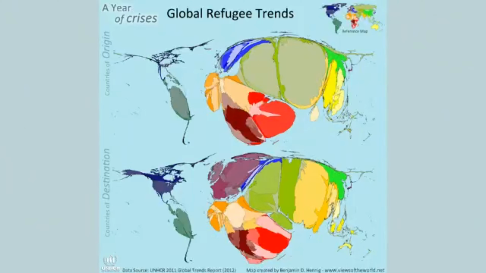This is a cartogram of where refugees come from. So the top map is their country of origin, and then the destination countries below. I want you to take down some observations that you see as you look at the comparison between these two maps.